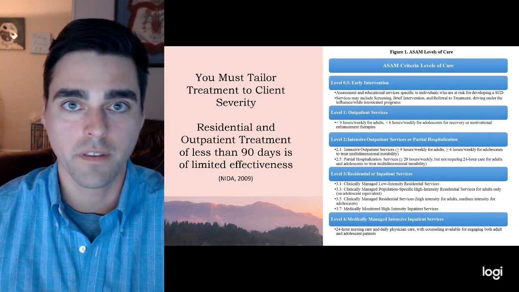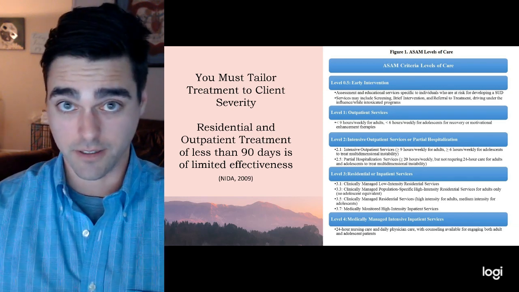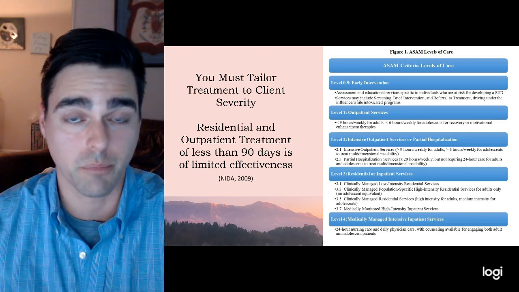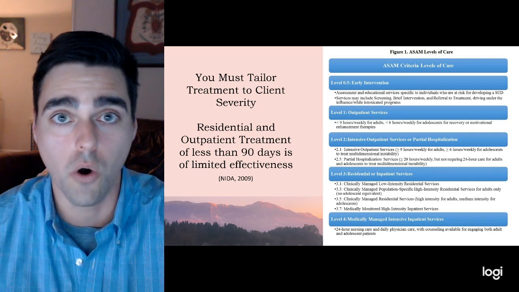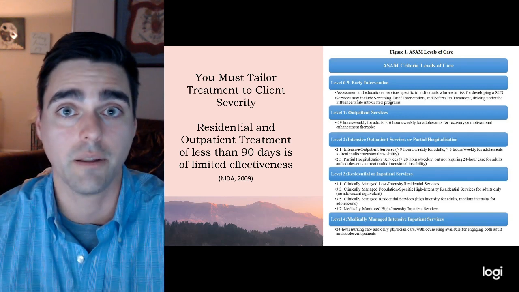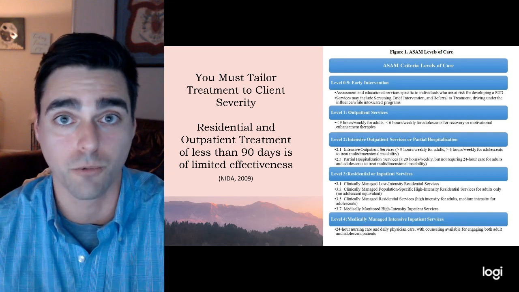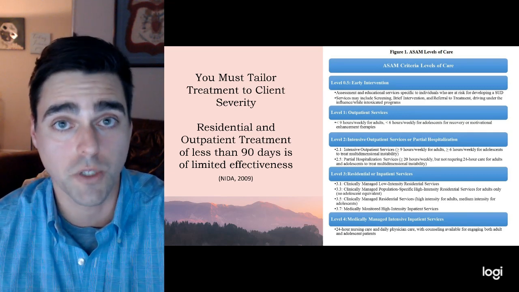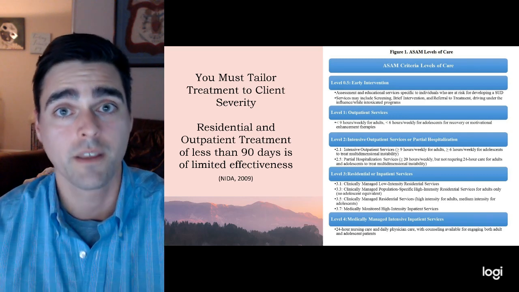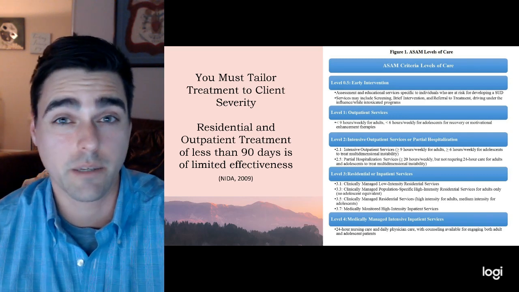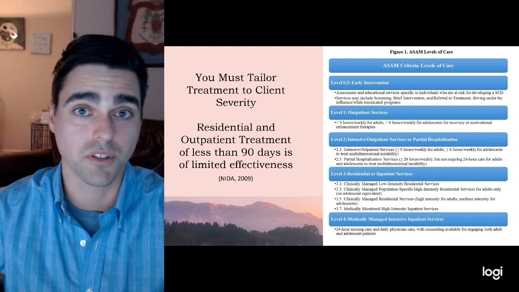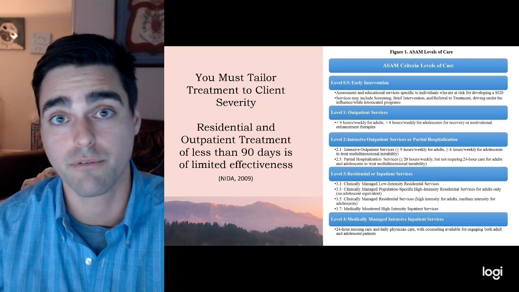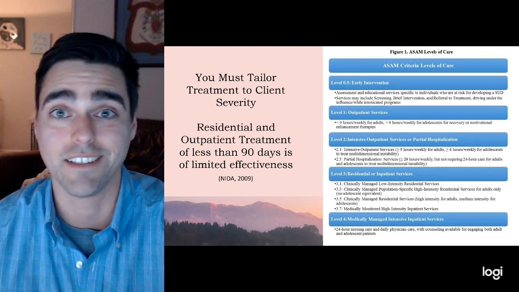So it's important that if you're going to be recommending care for your clients, if you're an outpatient therapist or in private practice, that you know the different ASAM levels and are able to help your client find the right level of care. If a person is going for treatment in a residential program, there are lots of them out there. They're like 28-day programs, but the National Institute on Drug Abuse is very clear that for a treatment to be very effective, it needs to be at least 90 days.